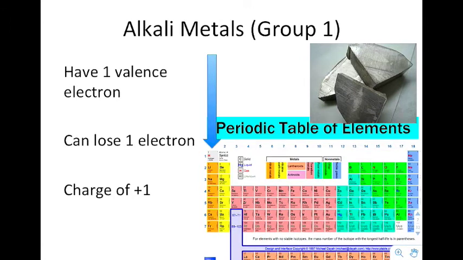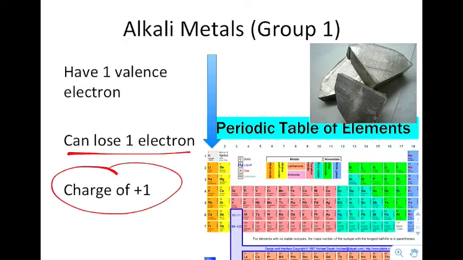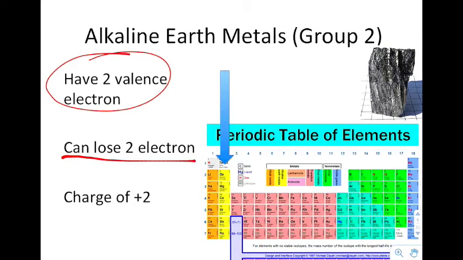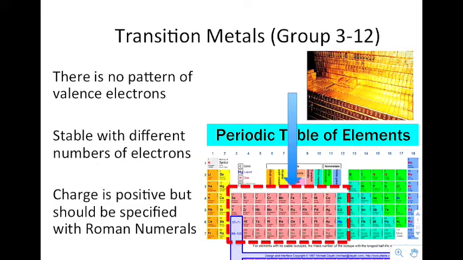Alkali metals have 1 valence electron to begin with. So what they can do is lose 1 electron. Whenever they lose an electron, they have a charge of +1. So everything right here is considered to be a charge of +1 in the first column. So first column, column 1, group 1, charge of +1. Next you have group 2. It has 2 valence electrons, so it wants to lose 2 electrons to satisfy the octet rule. As a result of that, everything in group 2 has a charge of +2. So group 2, +2.